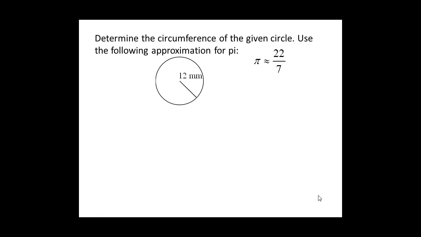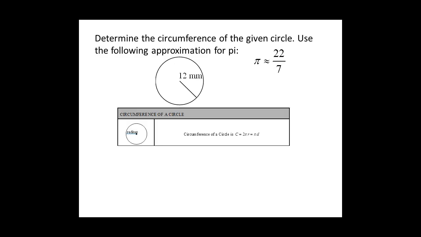Determine the circumference of the given circle. Use the following approximation for pi. Pi approximately equals 22 over 7. This symbol means approximate. This does not equal pi, but it is a very close approximation to pi. We will use the formula that involves radius, because in this problem we are given the radius. The radius is equal to 12 millimeters.